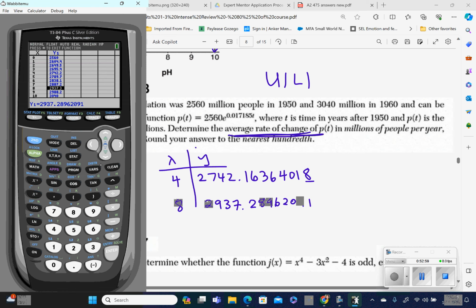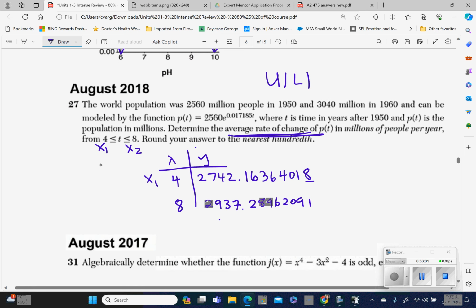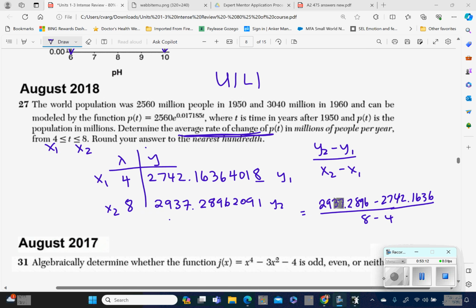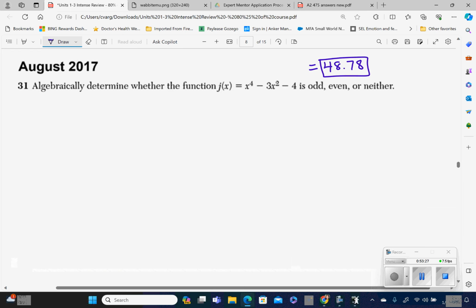No, I'm right. Okay, so now I just label, right? X1, X2, Y1, Y2. Remember our formula, Y2 minus Y1 over X2 minus X1. So there's my formula that I'm plugging into my calculator, and when I plug it in, I get 48.78. Rounded to 2 decimal places is my answer. Why? Because it says rounded to the nearest hundredth. Okay.